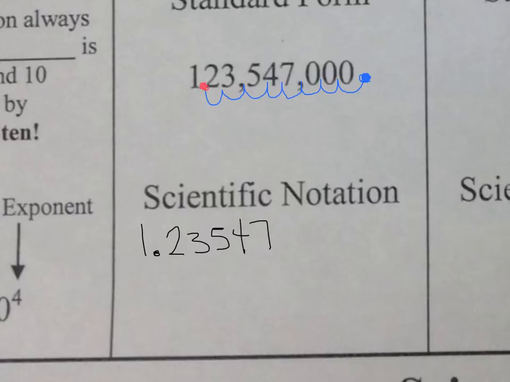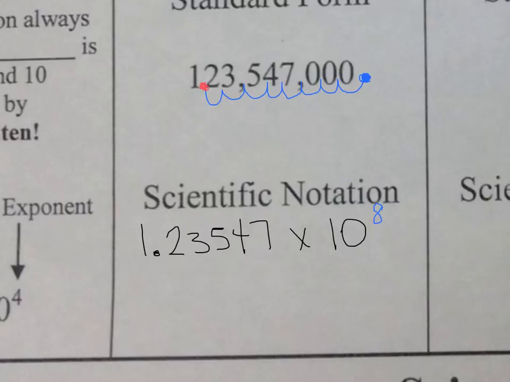Now, to get our exponent, we're going to have times 10, and we've got to figure out what our exponent's going to be. The number of places that you move is your exponent. We moved 1, 2, 3. Let me try this again. We moved over. Let me get my pointer. 1, 2, 3, 4, 5, 6, 7, 8 spaces. So our exponent is going to be the number 8. So in scientific notation, we have 1.23547 times 10 to the 8th power.